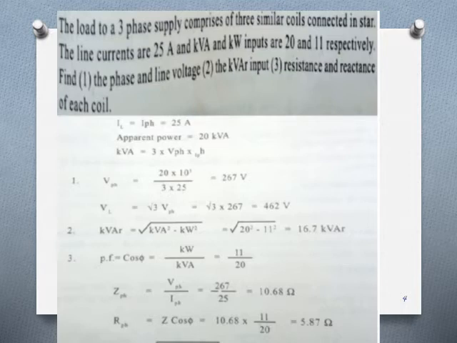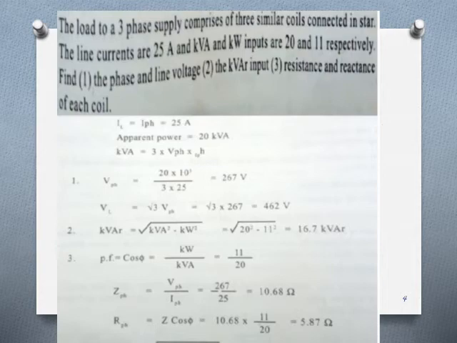So, the given quantity, apparent power, is the total power, that is thrice V phase into I phase. So, from this relation you can find what is the phase voltage. VPH will be equal to the apparent power divided by 3 into phase current. Apparent power is 20 into 10 raised to 3 divided by 3 into 25. So, we get the phase voltage as 267 volt. Now, the relation between phase voltage and line voltage in a star connected system is VL is equal to root 3 V phase. So, it is root 3 into 267. So, you get it as 462 volt.